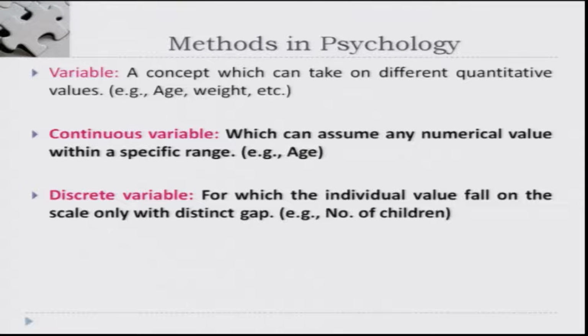There are few variables which are discrete. Discrete means those variables for which the individual value falls on the scale, okay, only with certain gaps, and the gap is very distinct. Say for example, if you are collecting demographic details and you ask someone how many family members do you have, or if you ask somebody how many children do you have, okay, the number would vary and this would basically be a discrete variable.